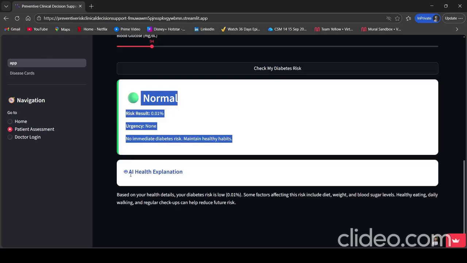And then a short AI health explanation: based on your health details, your diabetes risk is low. Some factors affecting this risk: healthy eating, dieting, walking, and regular checkups can help reduce future risks. The explanation is simplified for patients, focusing on lifestyle factors such as diet, physical activity, and metabolic monitoring.